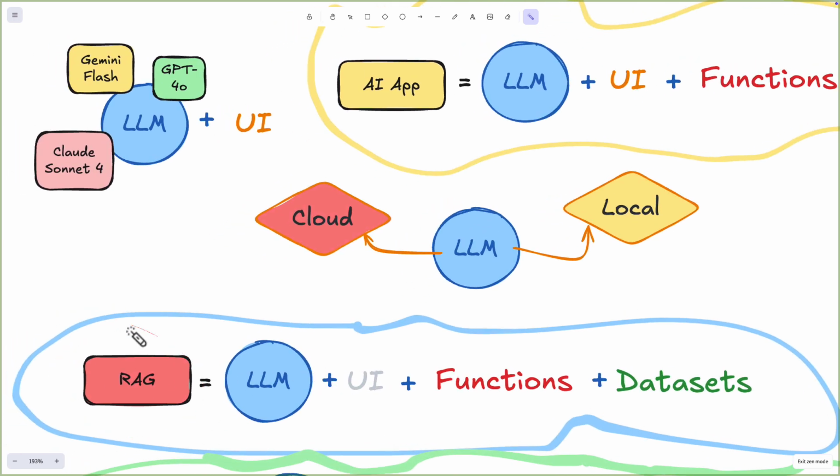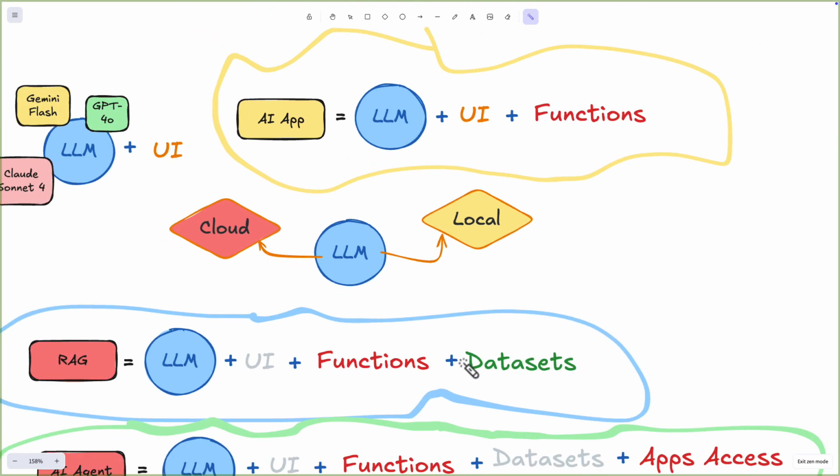Now, let's move into RAG. This stands for Retrieval Augmented Generation. It's basically the same thing as an AI app, but in addition, it also has data sets. Now, what do I mean by that?